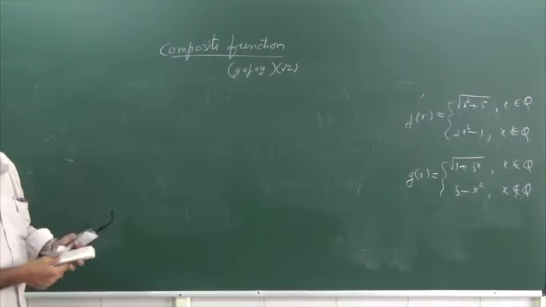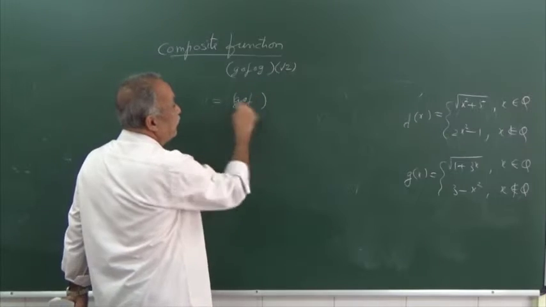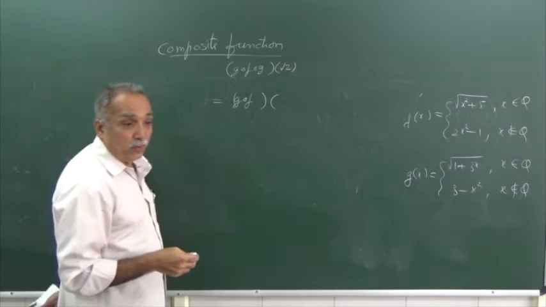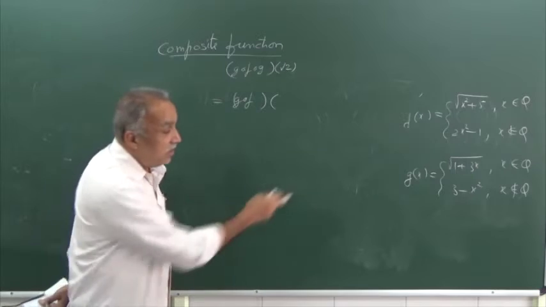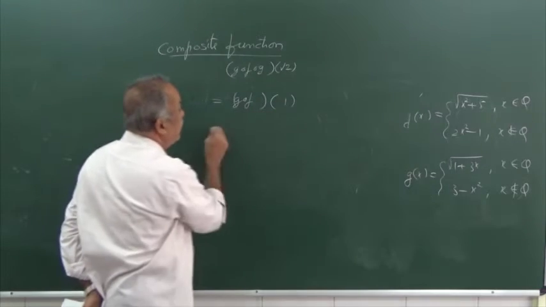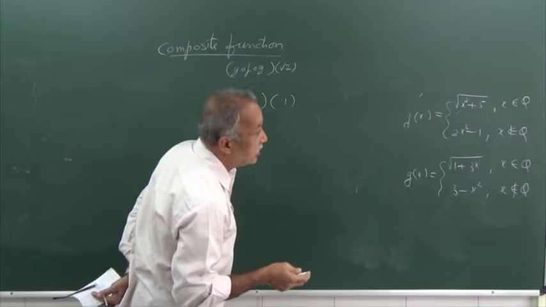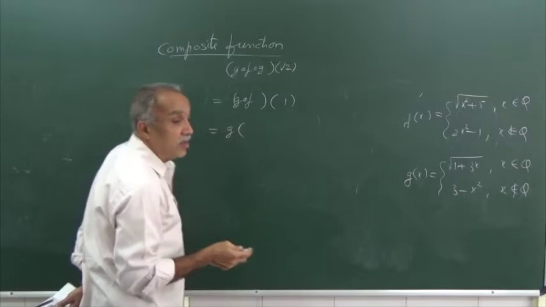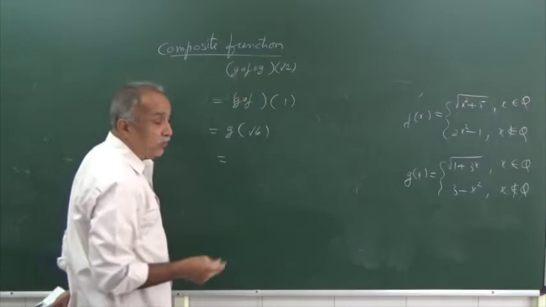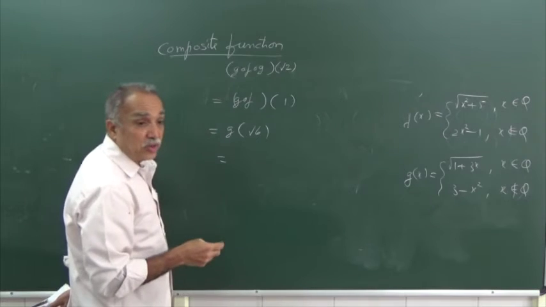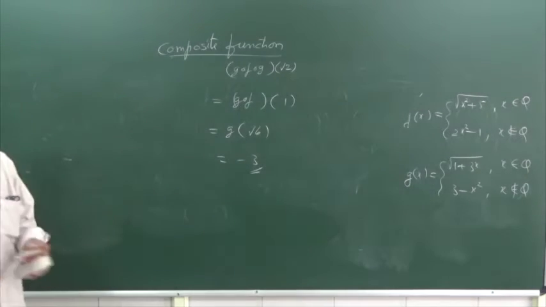Is the answer obtained already? G composite F of G of root 2. G of root 2 is 1. This is G of F of 1. F of 1 is root 6. Next, G of root 6. G of irrational root 6. That's all.